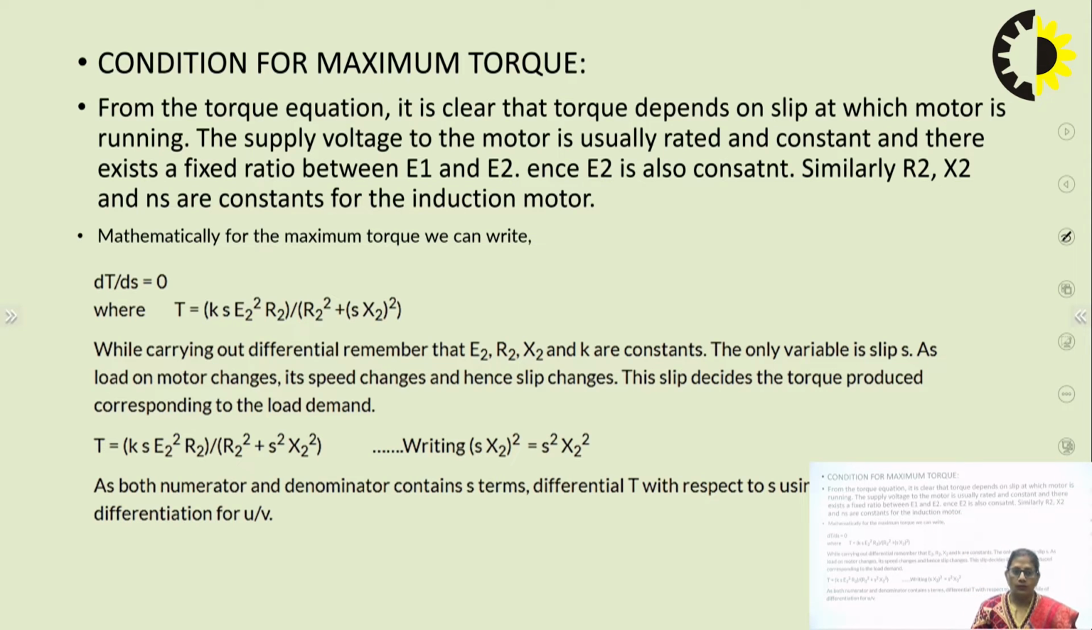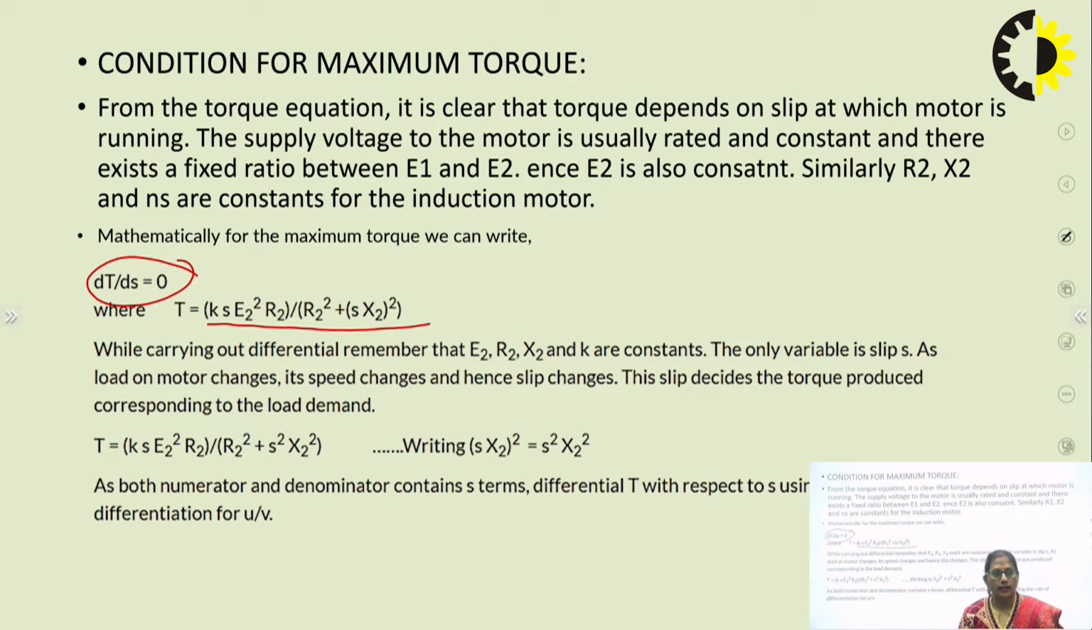So as we know, we have just seen that the torque is a function of slip. So according to the change in the slip, which is actually changing because of the change in the load, it can be seen, if we want to have the condition for the maximum torque, obviously, according to the law of maxima, we need to differentiate the expression for the torque with respect to slip and equate it to 0. So we have already seen the expression for the torque. The torque is given by K times S E2 square R2 by R2 square plus SX2 whole square.